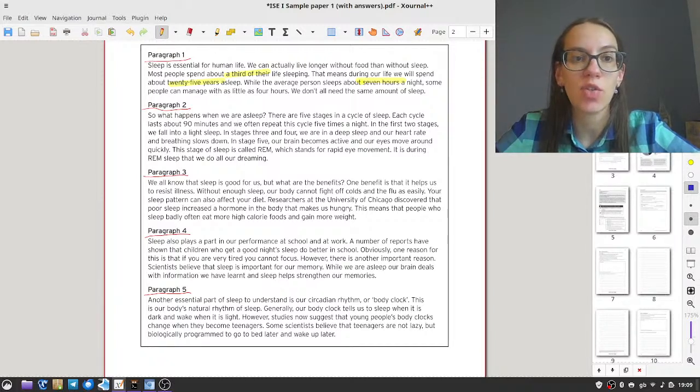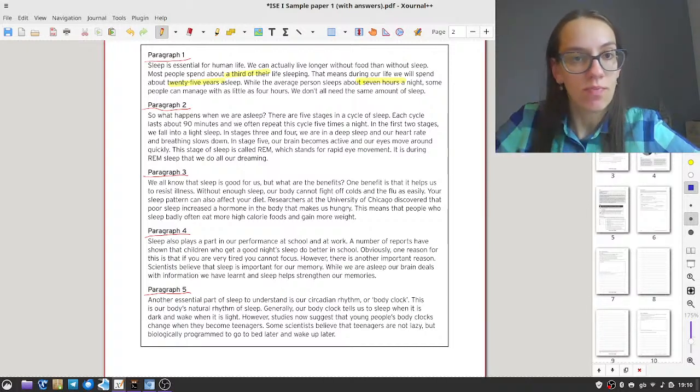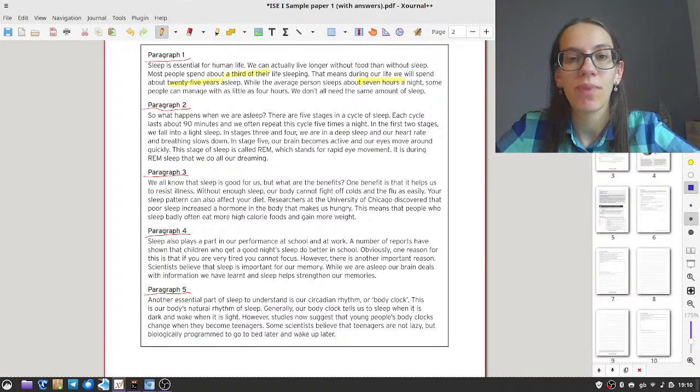In the first 2 stages, we fall into a light sleep. In stages 3 and 4, we are in deep sleep, and our heart rate and breathing slows down. In stage 5, our brain becomes active and our eyes move around quickly. This stage of sleep is called REM, which stands for Rapid Eye Movement. It is during REM sleep that we do all our dreaming. So here you meet some terms, but it's explained to you. Yeah, REM, Rapid Eye Movement.